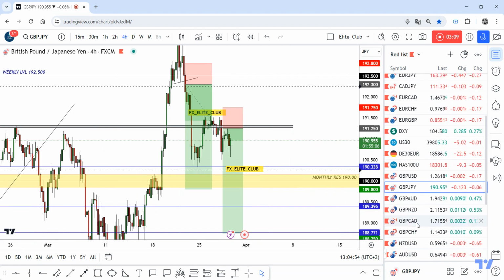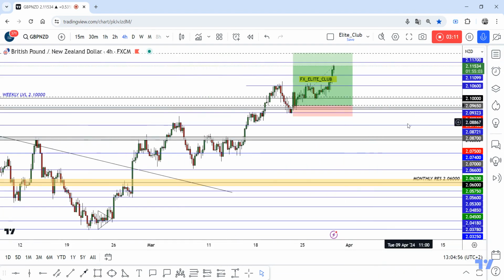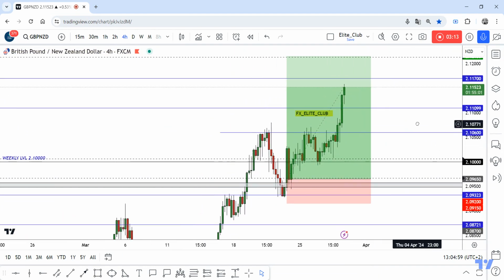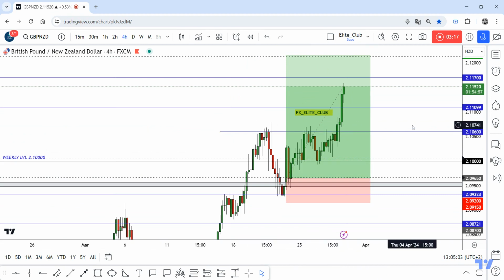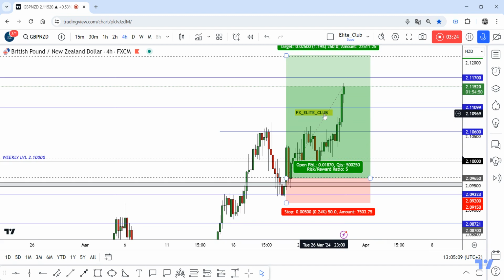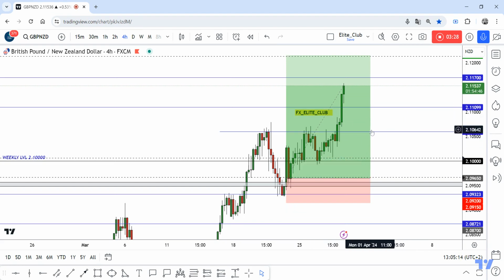GBP/NZD from last week, I missed a very good entry yesterday because it was very late after this closure above the resistance. It was very late in my time zone, so I missed this entry. It was a very good and amazing entry, almost 200 pips, zero drawdown. If the price goes back again to 2.10600, I will enter a buy trade from here for sure.